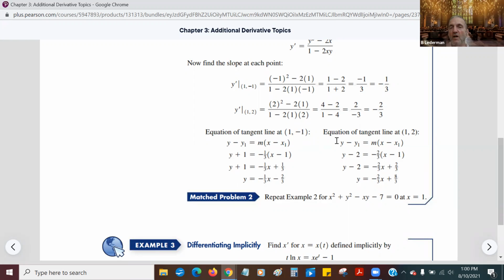And for the second tangent line, I'm going to do the same thing. Only this time for y1, I'm going to put in 2 because we have a different point. x1 is still 1, that hasn't changed, because we're talking about the same x value. And the slope is going to be negative 2/3. Now just crunch, crunch, crunch, and I get y equals negative 2/3 x plus 8/3. And those are the equations.